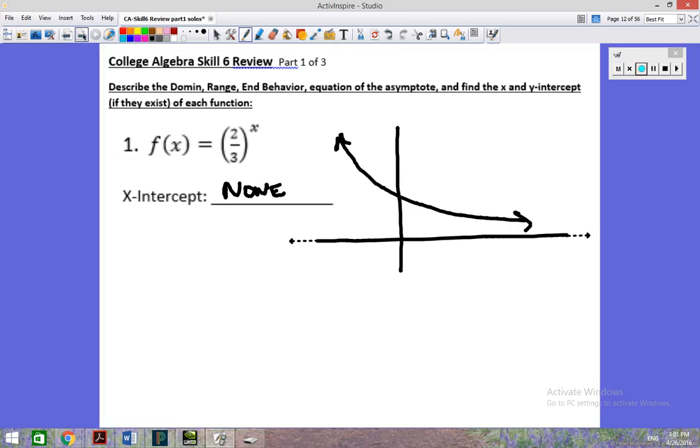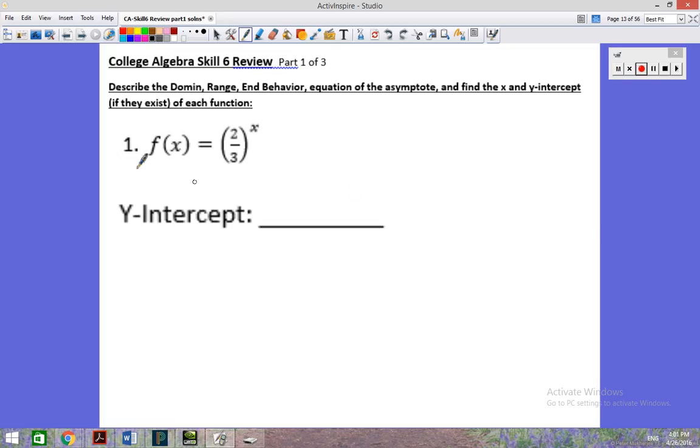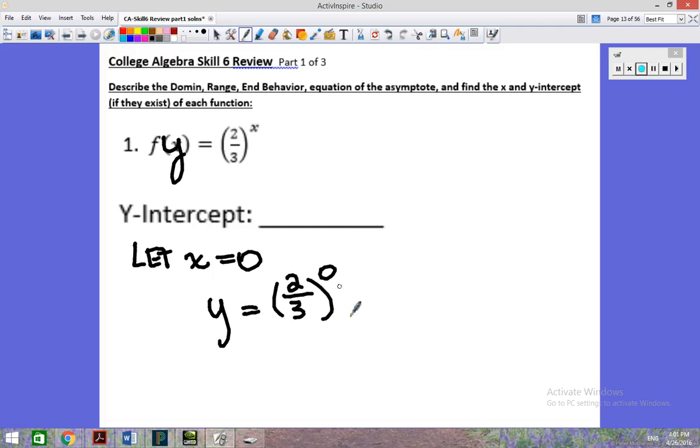For the y-intercept, given any function, you let x equal 0. Remember that we can go back to old school and call f a y-coordinate, a y value, and we've got y is equal to 2/3 raised to the x power, but this time x is 0. Well, by properties of exponents, a base raised to the 0 power is equal to 1. Alright, so my y-intercept is 1, and some people prefer to write it as coordinates.